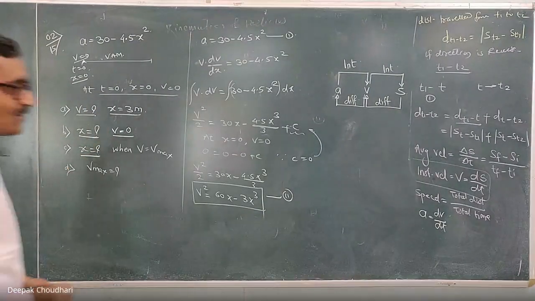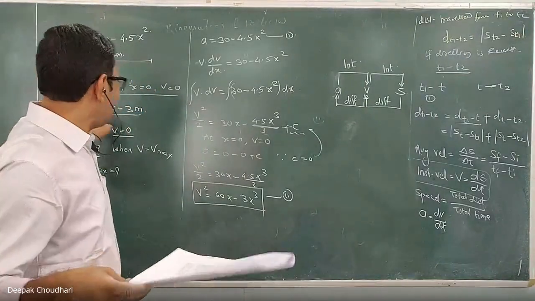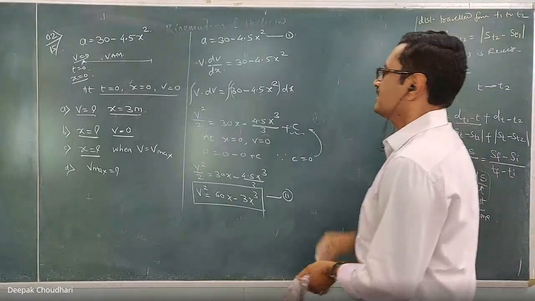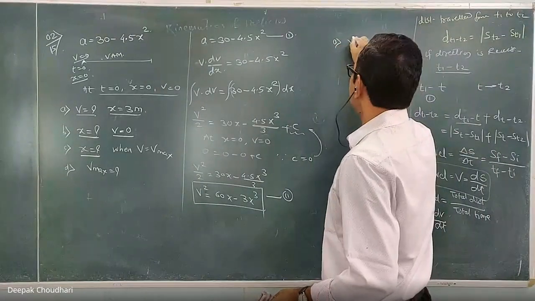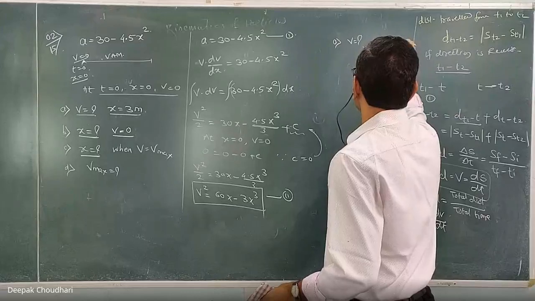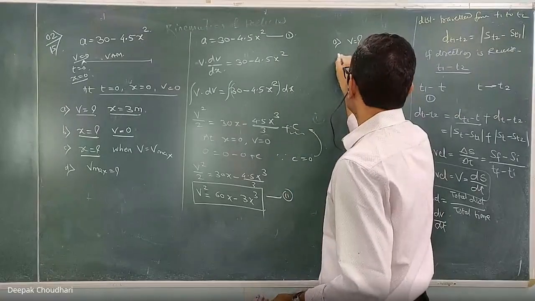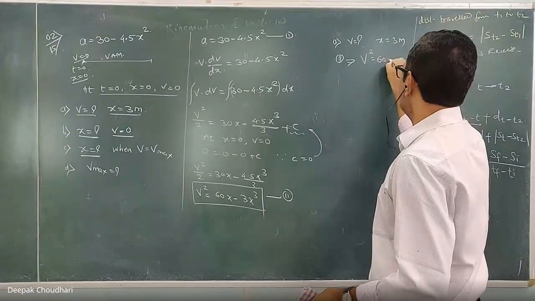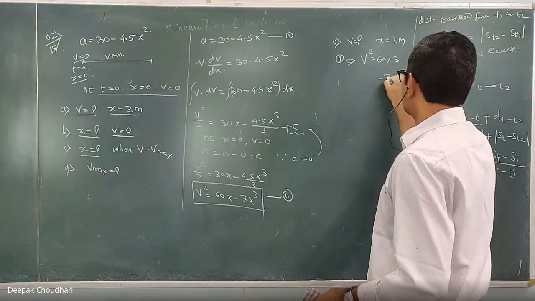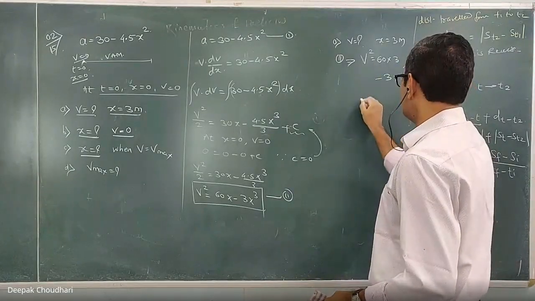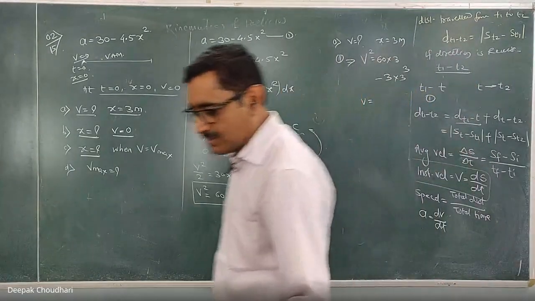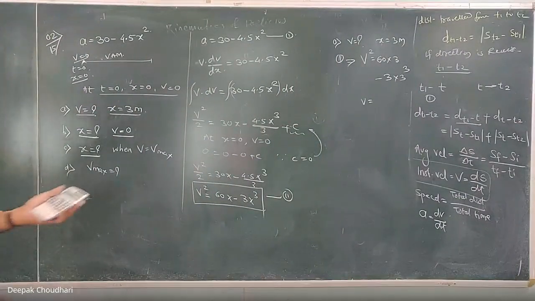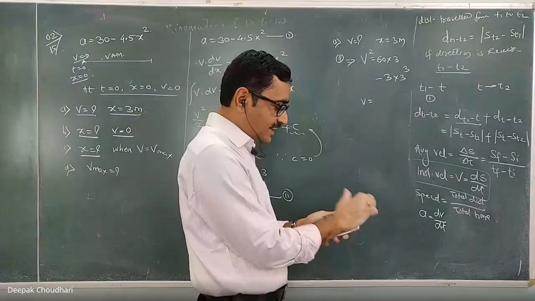Okay. Now we have to calculate the velocity when displacement equal to 3 meter. The first one. You have to calculate the velocity when displacement equal to 3 meter. So substitute x equal to 3 meter in this equation. So equation number 2 can be written as v square equal to 60 into 3 minus 3 into 3 cube. Solve this. Use your calculator and tell me the velocity. I hope that everybody is having the calculator.